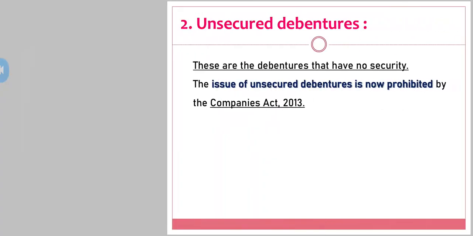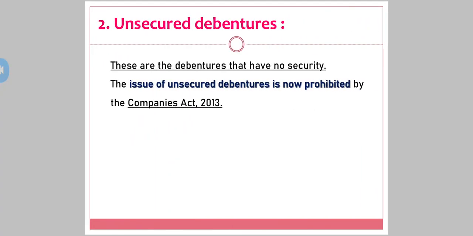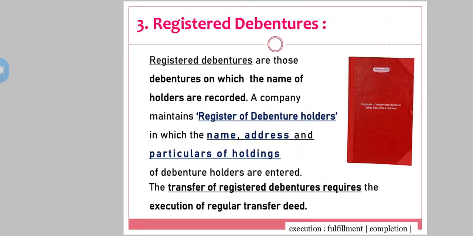company. Second, exactly opposite, unsecured debentures. These are debentures that have no security. The issue of unsecured debentures is now prohibited by the Companies Act 2013. In today's date, no company is allowed to issue unsecured debentures. It is prohibited by the Companies Act 2013.